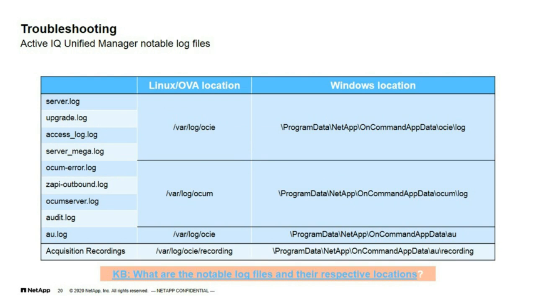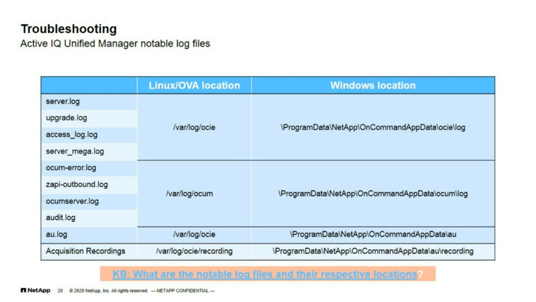Let's get started with taking a look at some of the notable logs that we often end up reviewing. The server.log will show the status of the deployment. So when the services get started for OCIE, we will see those getting logged. If there's any issues with them getting deployed, we can take a look at the server.log for any type of errors with getting them started.